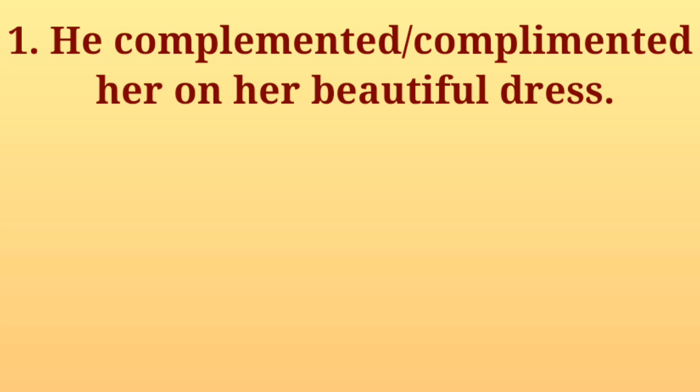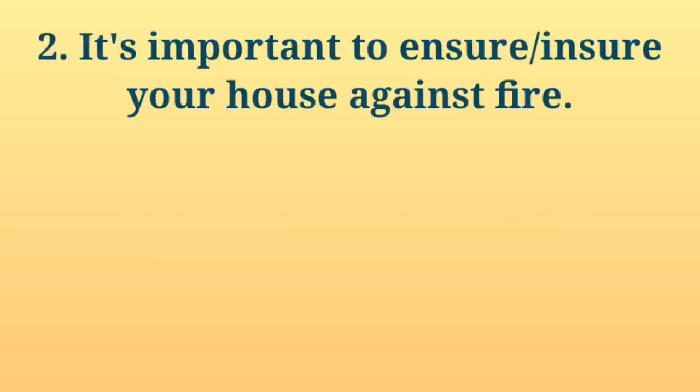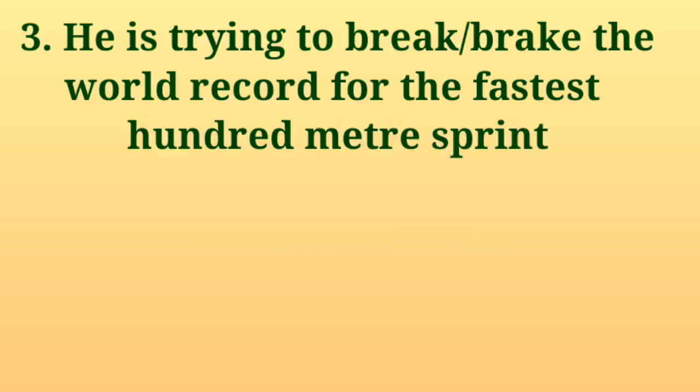Now you have to tell which complimented word should be here, with an I or with an E. And the correct word is complimented, as it means that he praised her on her beautiful dress. If you thought this only, then good job. Next sentence is, it's important to ensure your house against fire. And the correct answer is ensure, as it means that he took insurance against fire.